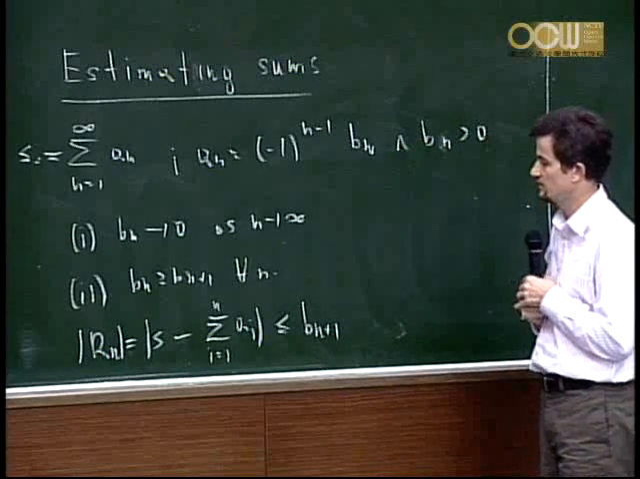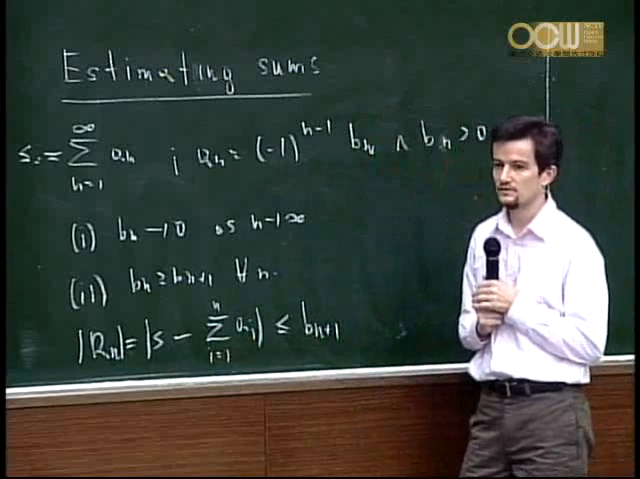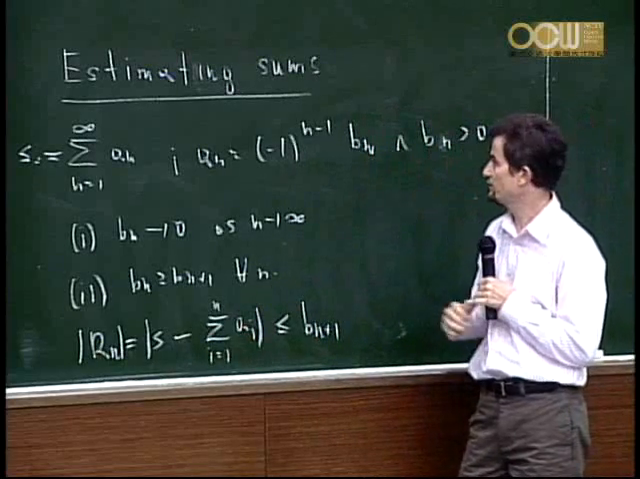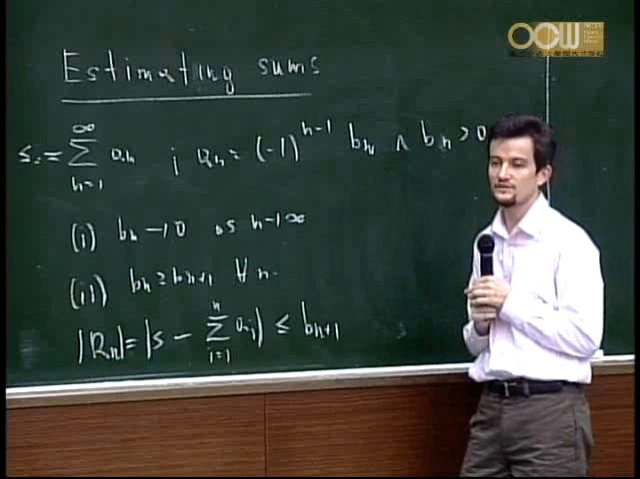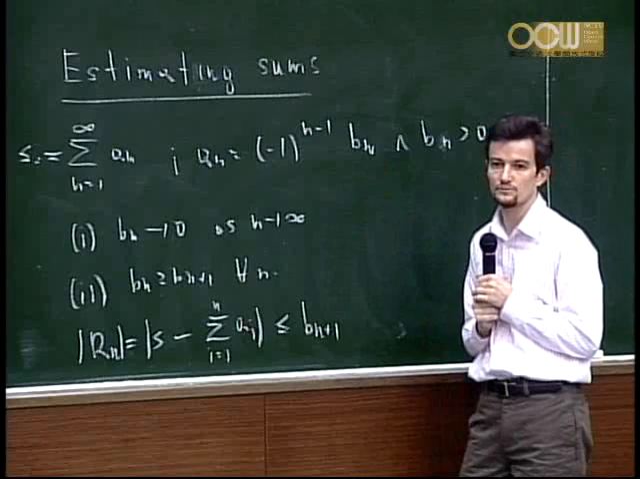This means that if you use this partial sum in order to approximate s, then you can bound the error by the first of the b_n you drop. Okay, that will be a bound for the error. This is a very good bound.